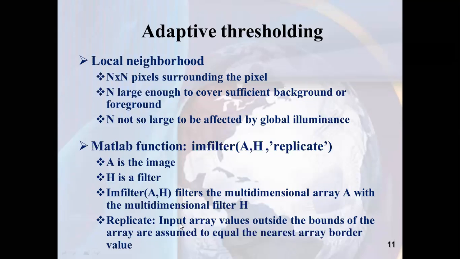What does replicate mean? It means the boundary pixels are assumed to be equal to the nearest array border value. If I take this image and for each pixel we divide the image into windows, this is the small window I take. We apply the threshold value on this window. I apply thresholding on this small window, then move to another window, and so on until the whole image is finished.